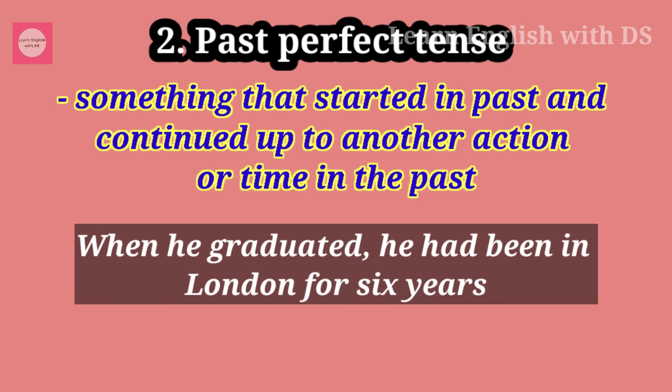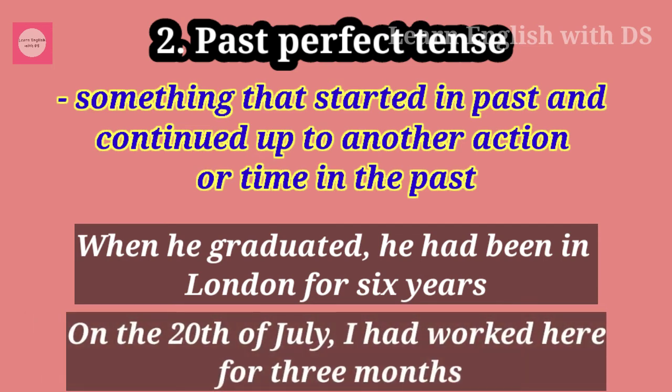He arrived in London 6 years before he graduated and lived there until he graduated. Another example is, on the 20th of July, I had worked here for 3 months.